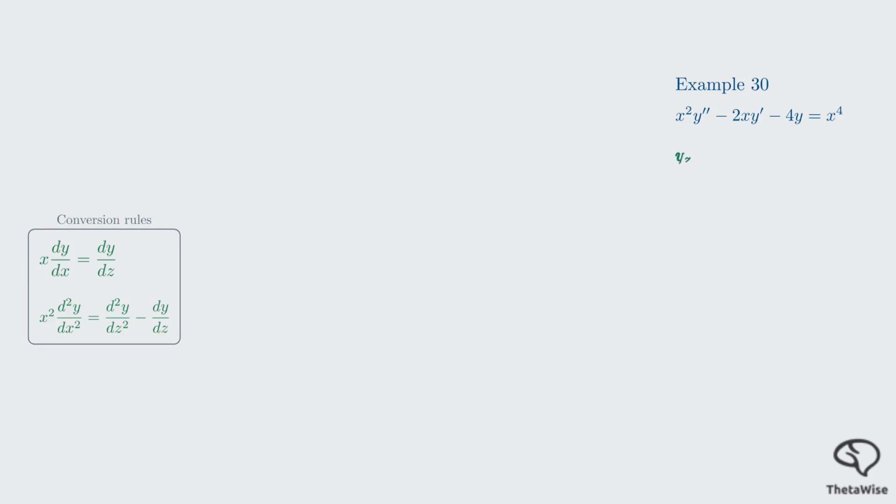Example 30 is x squared y double prime minus 2xy prime minus 4y equals x to the fourth. After substitution, the left side becomes y double prime with respect to z minus 3y prime with respect to z minus 4y, and the right side becomes e to the 4z. The auxiliary equation is m squared minus 3m minus 4, which factors as (m minus 4)(m plus 1). The complementary function is c1 e to the 4z plus c2 e to the negative z. The forcing term resonates with the root 4, so the particular integral includes z e to the 4z divided by 5. Returning to x gives y equals c1 x to the fourth plus c2 divided by x plus 1/5 x to the fourth times natural log of x.